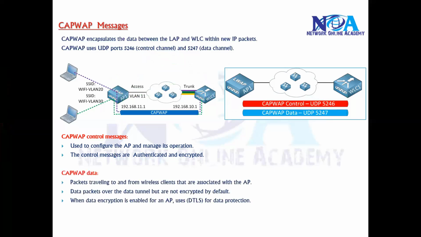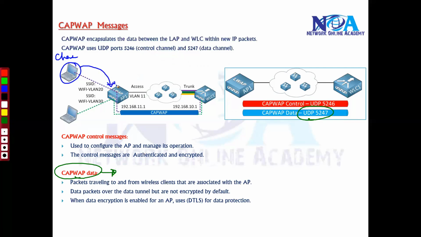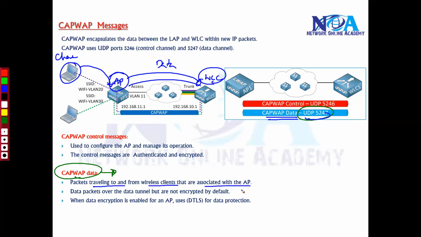Whereas the other tunnel, your CAPWAP data tunnel, uses UDP port number 5247. In this, the actual data packets are coming from the wireless client. The wireless client is sending some data to the access point, and the access point is going to encapsulate it and send it back to the WLC. So your actual data is moving over this CAPWAP data tunnel. So the packets travel from the clients to the associated access point to the WLC.